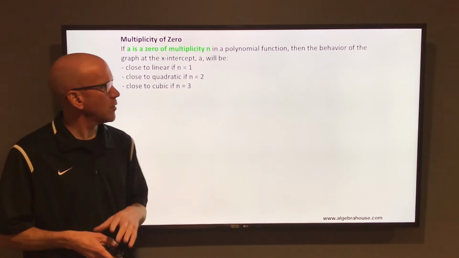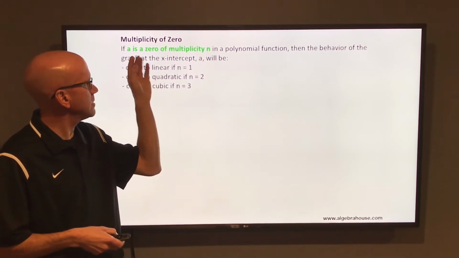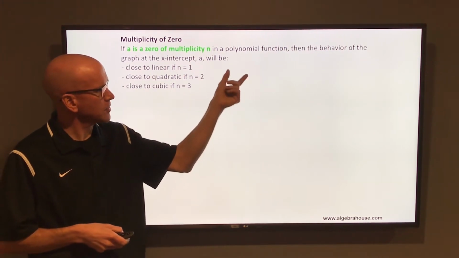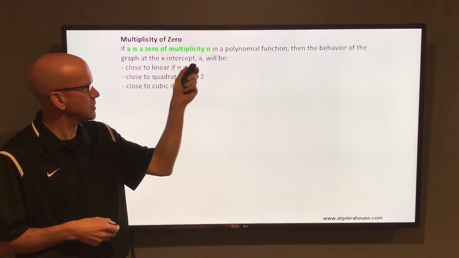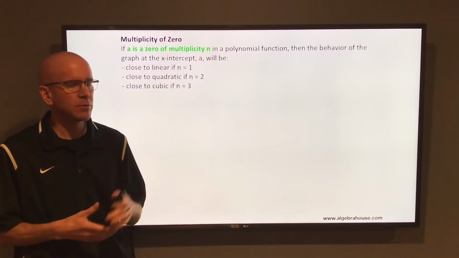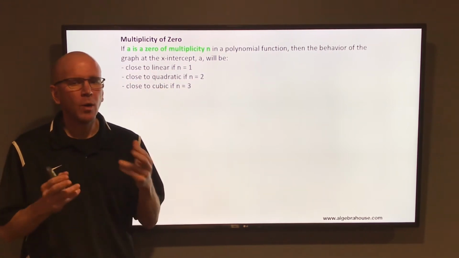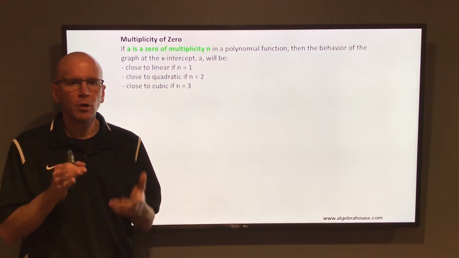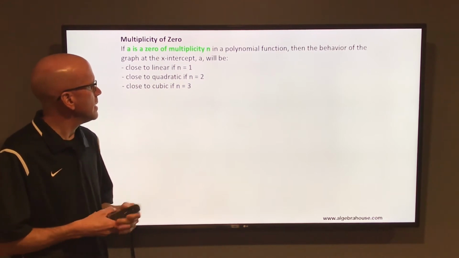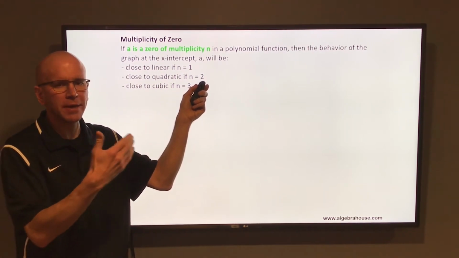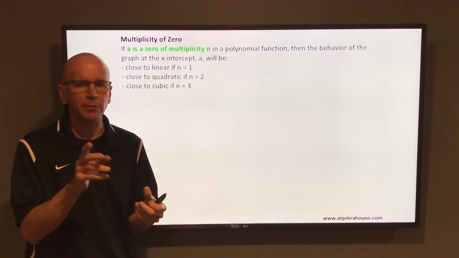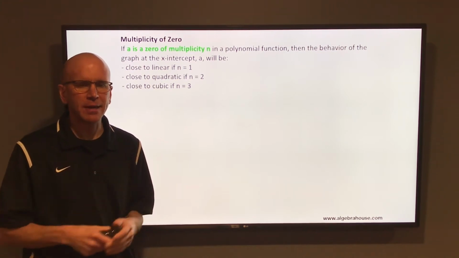If a is a 0 of multiplicity n, so if a is an x-intercept, or x equals a n times, in a polynomial function, then the behavior of the graph at the x-intercept a will be this, close to linear, if n equals 1. So if you get x equals a one time, then that graph will look like a straight line where that x-intercept is. If the multiplicity is 2, so if you get an x-intercept that shows up 2 times, then that graph will look close to quadratic or take on a U shape at that x-intercept.